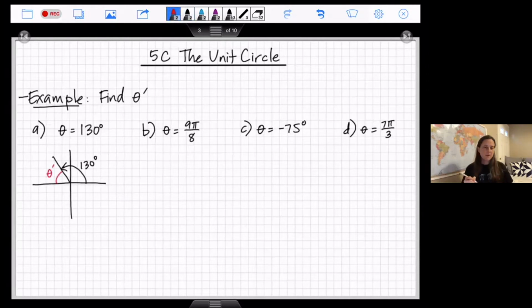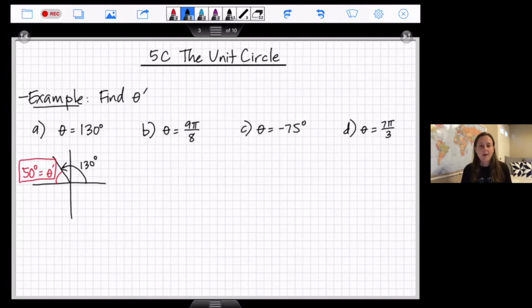All right, and I'm specifically not going to put an arrow on that because for reference angles, it doesn't matter whether you rotate counterclockwise or clockwise to get there. We just want the degree measurement between 0 degrees and 90. Okay, so to get from 130 degrees to 180 degrees, I've got to go 50 degrees. And that's my reference angle for 130.